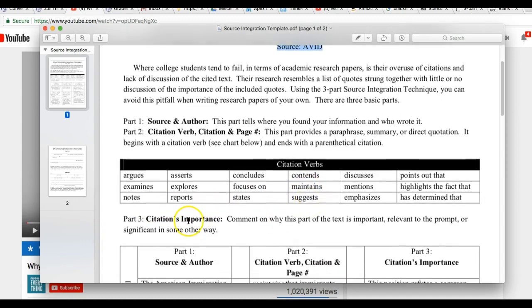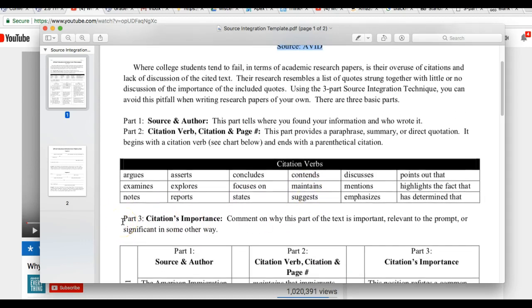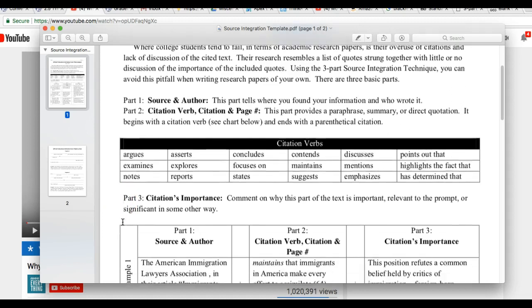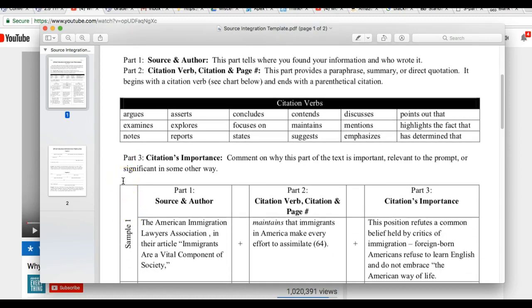And for the third part, the citation's importance, this is where you explain what you learned from both videos about the Atlantic slave trade, and how the quote or quotes are good examples of what you learned. So this part is the explanation part. What the professor wrote is, comment on why this part of the text or your quote is important, relevant to the prompt, or significant in some other way.